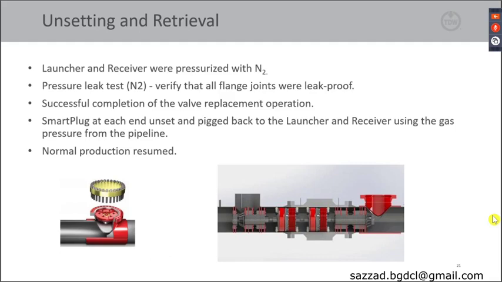With the pressure differential across the smart plug tool equalized, plug modules were unset and the tool was pigged back to the launcher and receiver using the gas pressure from the pipeline and bleeding off the nitrogen pressure from the pig trap. Normal operation could then resume.